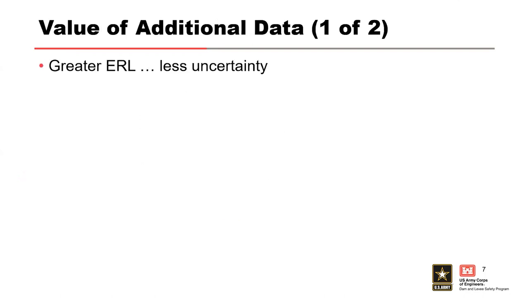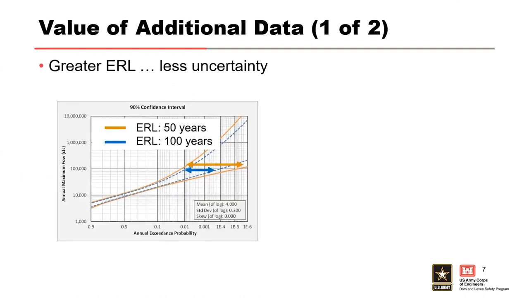Okay. So let's look at how ERL impacts the frequency curve. First, an increase in the effective record length will reduce the width of the confidence or credible interval. Here we can see the effect of doubling the effective record length from 50 to 100 years. So all I did was change the ERL just to see how it changes the credible intervals. And you can see that the 50-year record length, which are the orange curves, are much wider. And when we double the ERL to 100 years, it makes our credible interval narrower. So that's the direct effect of having a larger ERL.